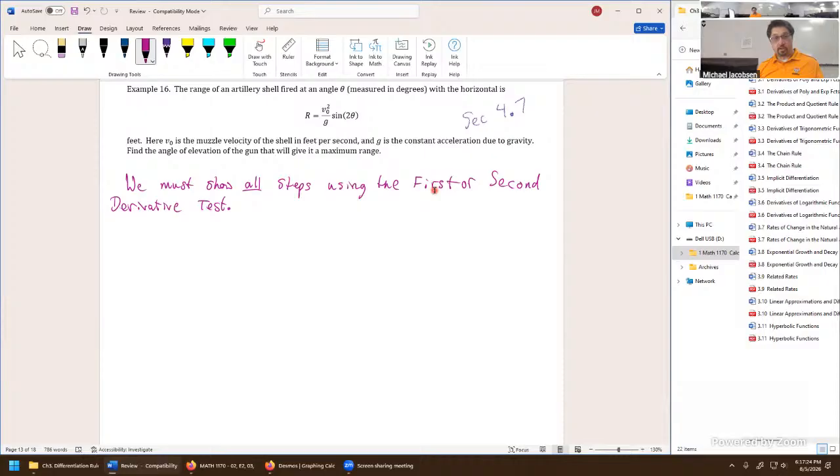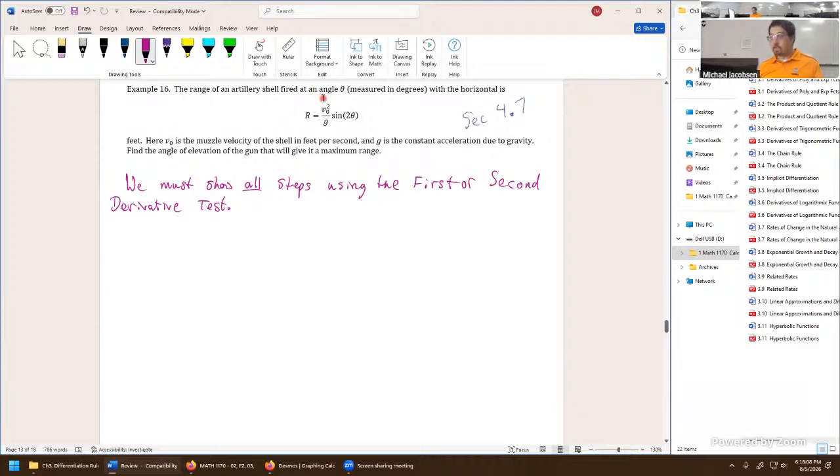You can expect a problem like this one on the real final exam as well. Different entire context, but same amount of complexity. I think it's a little bit easier on the real final because this one is also involving a trig function, which makes this work a little bit harder, it seems like, when trig comes up. But here's the context. It says the range of an artillery shell, so imagine the army working on this one, fired at an angle theta measured in degrees with the horizontal is that. That's going to be the range of an artillery shell fired out of a howitzer or some kind of big cannon like that. V naught is the muzzle velocity of the shell in feet per second.